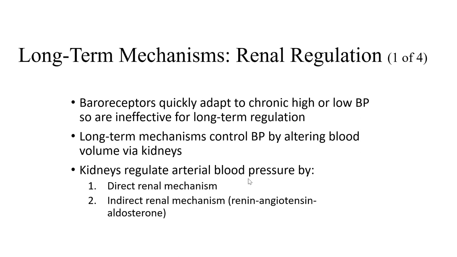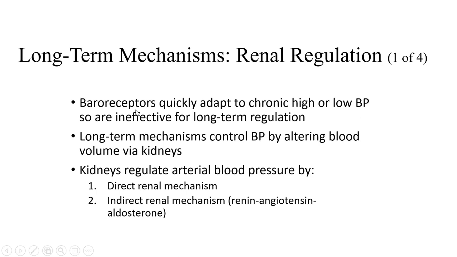Here, the baroreceptors that are found in the carotid sinuses and elsewhere quickly adapt to chronic high or low blood pressure. So if your blood pressure is chronically high, they adapt to it and do not read it anymore. So they are ineffective for long-term regulation. The long-term mechanism can control blood pressure by altering blood volume via the kidneys.